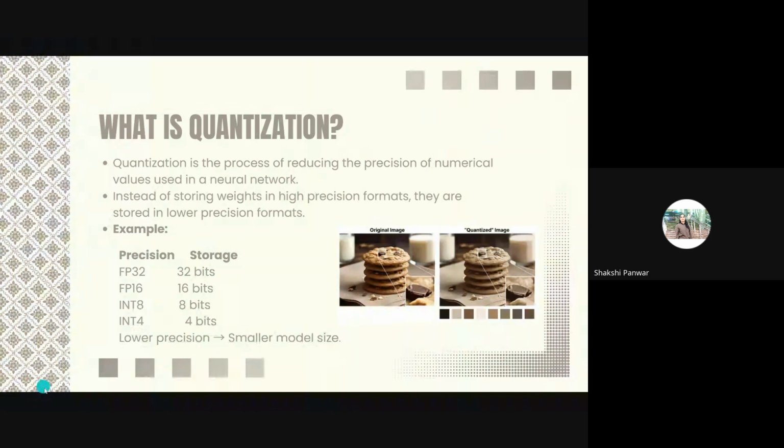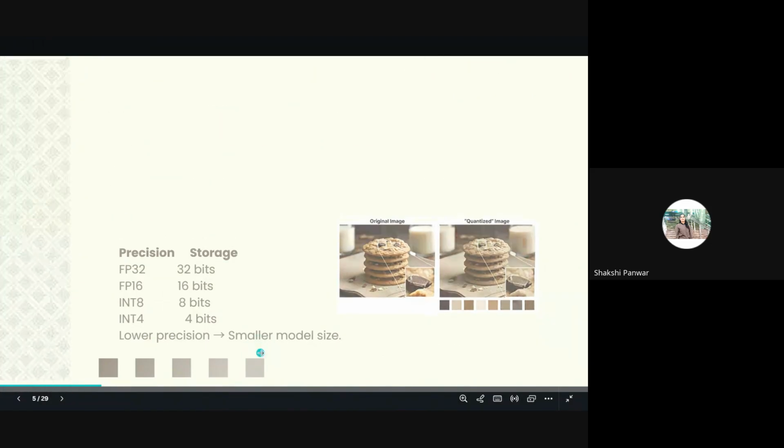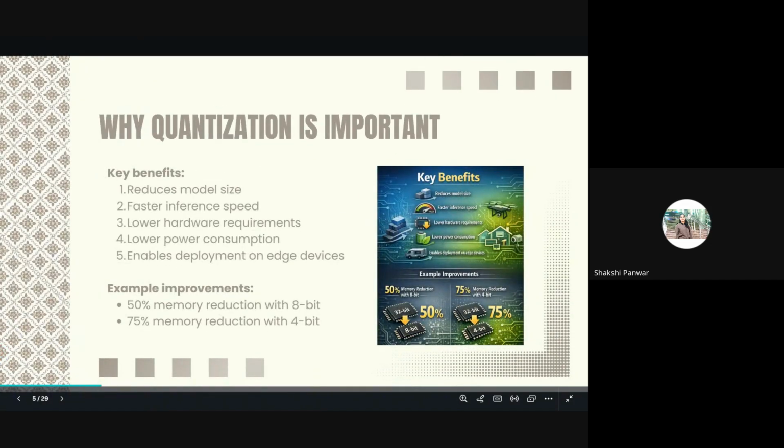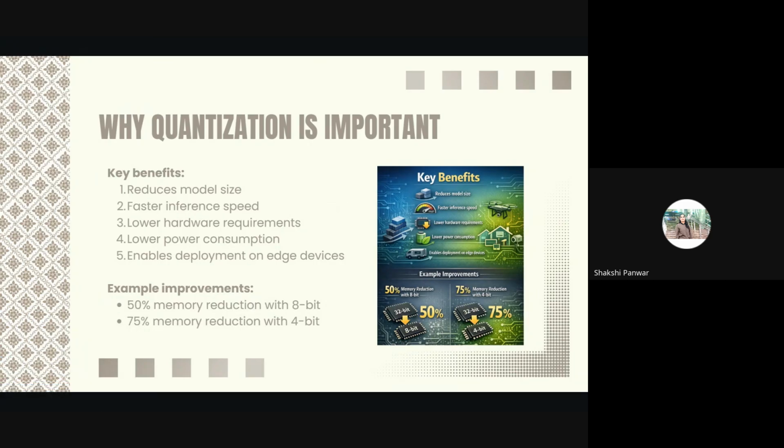So why is quantization important? It perfectly summarizes the five key benefits: reduced model size, so less storage needed; faster inference speed, so quick response; lower hardware requirement, so no need for expensive GPUs; and lower power consumption, so it's cheaper to run and enables deployment to edge devices like smartphones, IoT devices, and others.